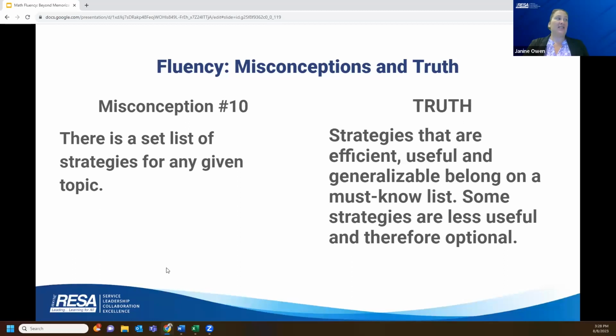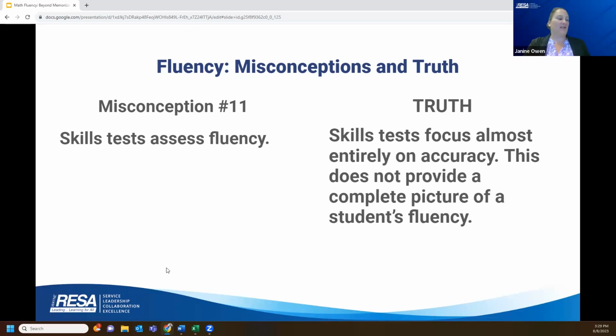The 10th misconception is that there is a set list of strategies for any given topic. So similarly to ELA, I'm sure you might be thinking, is there a set list of, like, phonics rules, for example, that I have to teach my students? Well, the truth is that there are many different strategies that are efficient, useful, and generalizable that belong on a must-know list. And some strategies that we can teach students are maybe less useful and therefore should be optional. So there are some strategies that are better than others. And I'm going to talk about that in a few minutes. I'm going to go over a few of those.